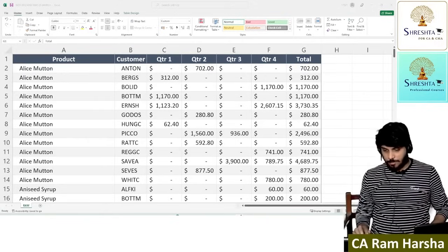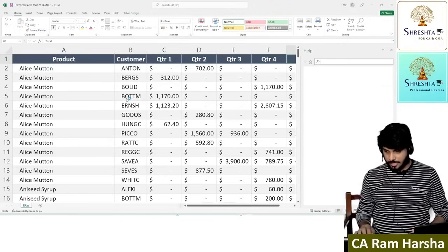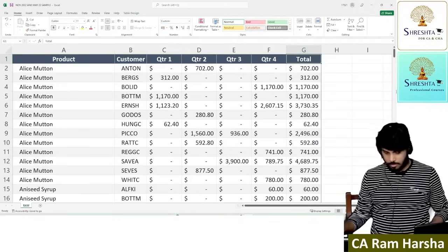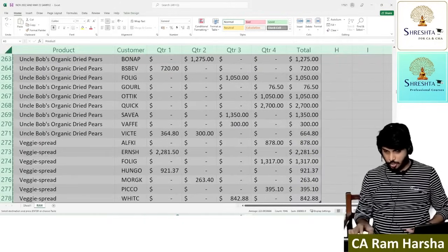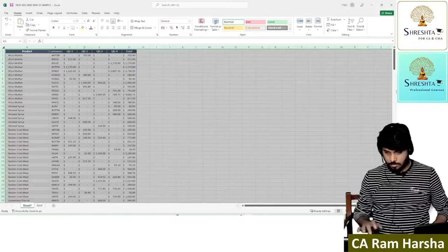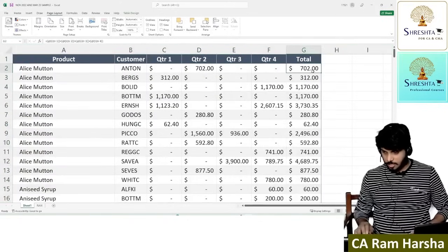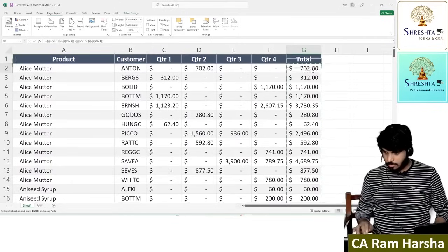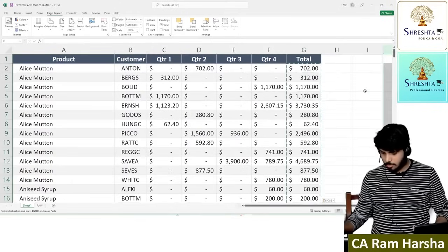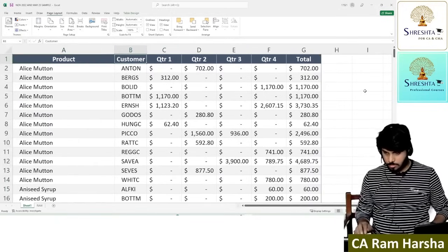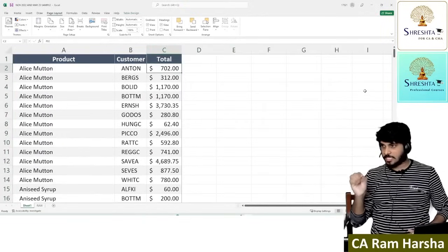Now I'll copy this entire data. This is the raw data. I'll copy this entire data onto another sheet. You see, this is the data which I'm copying to another sheet. I'll zoom in, and I'll just remove one column. So this is the total sale value, the customer and the product.